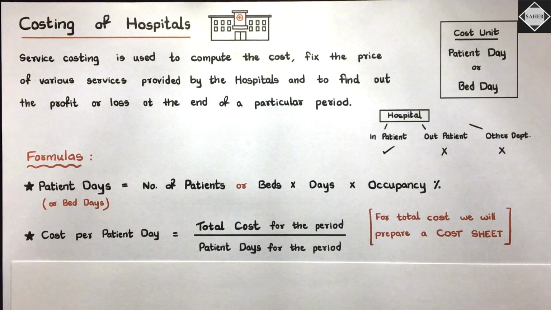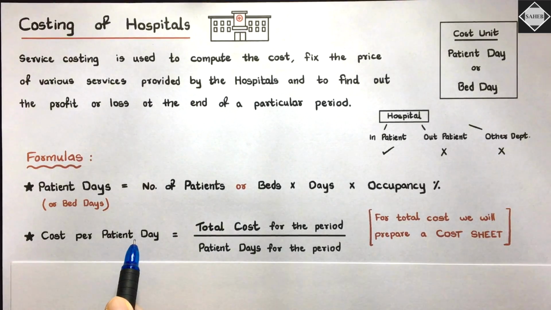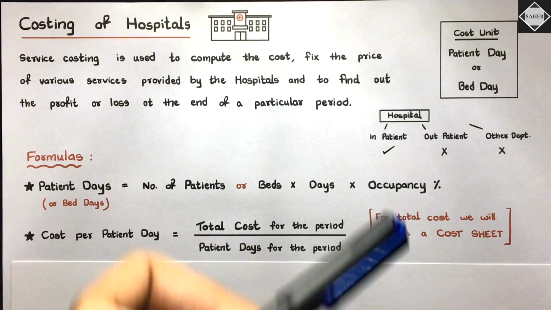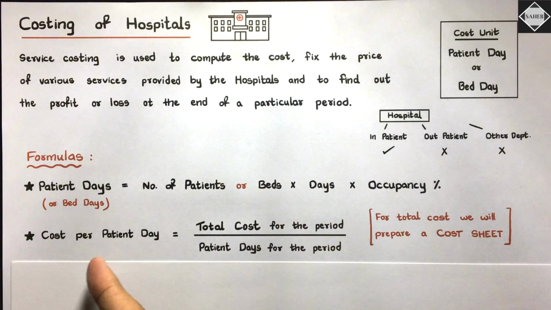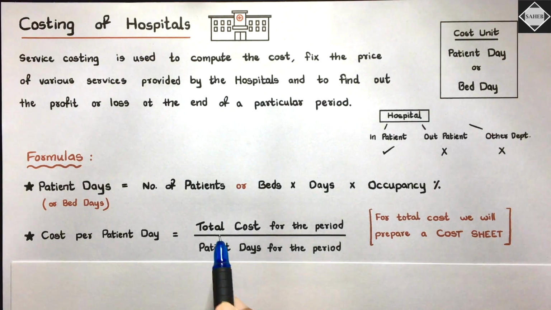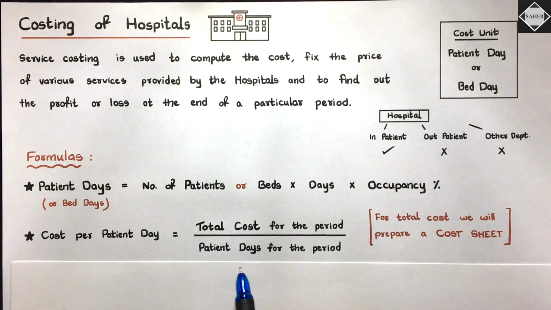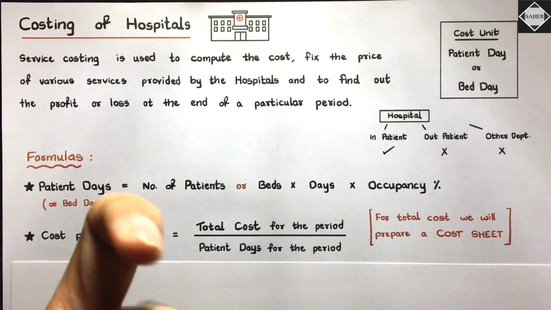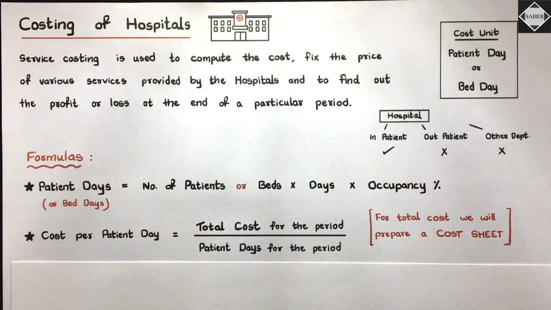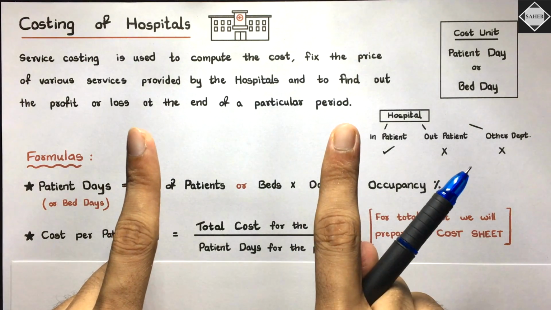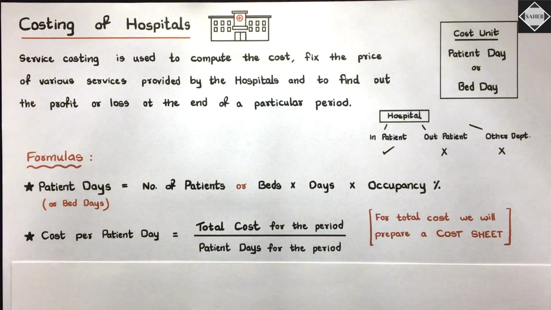Then if you want to find out rent per patient day, rent I'm saying, then in the cost per patient day, you can include the desired profit percentage, and you will get the rent. Is it clear? Or the other way is, you take the total revenue for the period and divide it by the patient days for the period, and you will get rent per patient day. How much rent we have to charge for one patient to stay for one day in the hospital. Is it clear? Simple and straightforward.